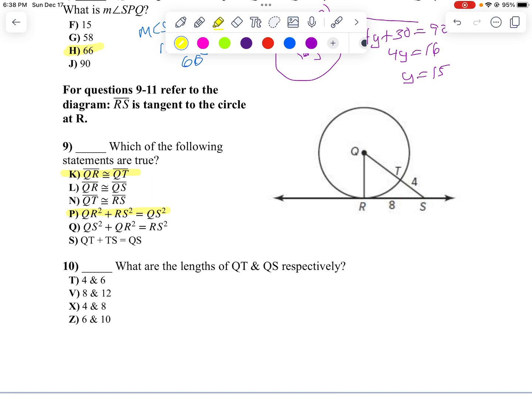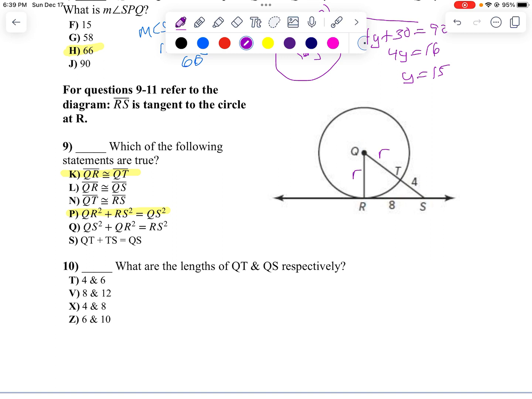So what are the lengths of QT and QS? Well, let's back it up here. QT, I don't know. How about QS? Do I know? Did I miss something here? I know R to S is 8. Okay, let's back it up here then. I don't know Q to T. We'll call that X. I don't know Q to R. I'll call that X. Probably should be R. Let's change it to R's because R for radius. That makes more sense.